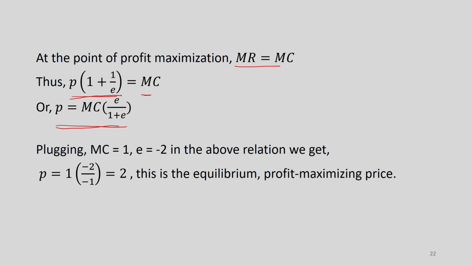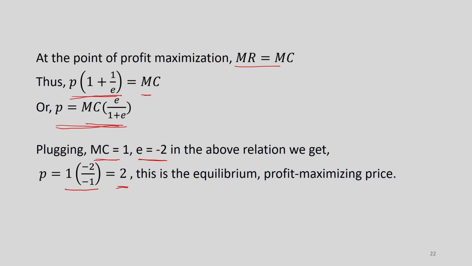Okay. But here our problem is somewhat different. We have to find out the price. We are given the fact that the marginal cost is 1, elasticity is -2. So, we put these values here, right, MC is equal to 1, e is equal to -2. If we put them in this expression, then this is what we get, P is equal to 1 multiplied by -2 divided by -1, and that is simply 2. So, this is the equilibrium profit maximizing price, right, price is equal to 2. So, this is our solution.